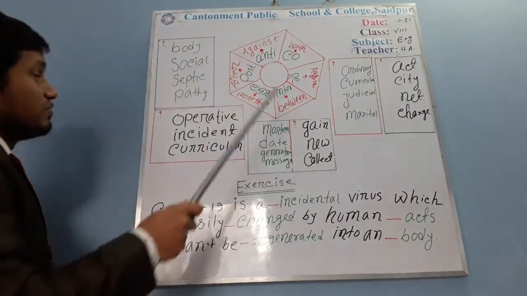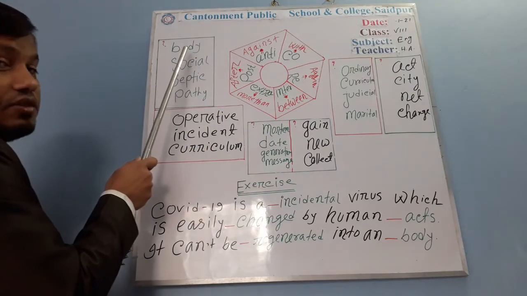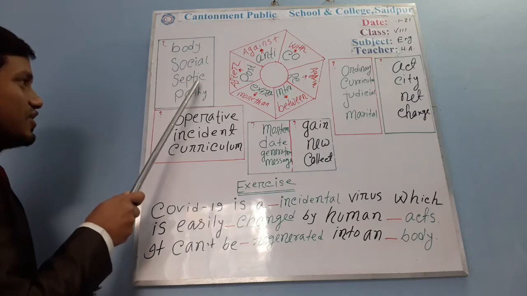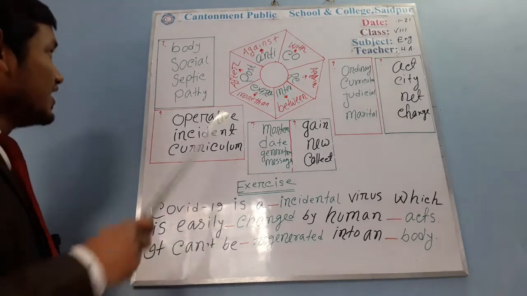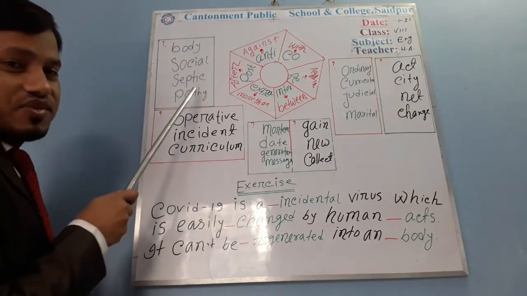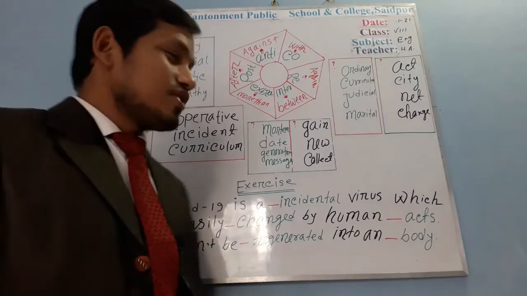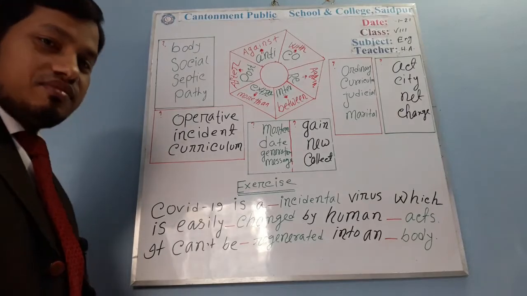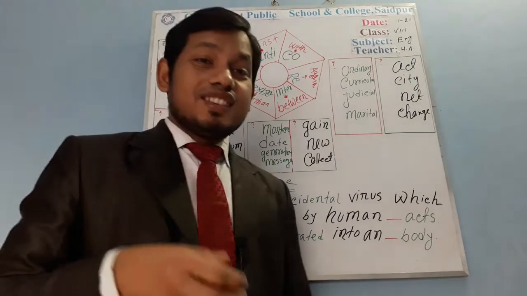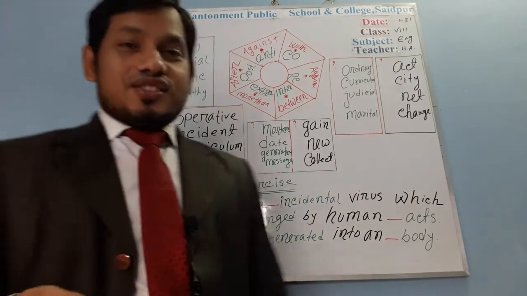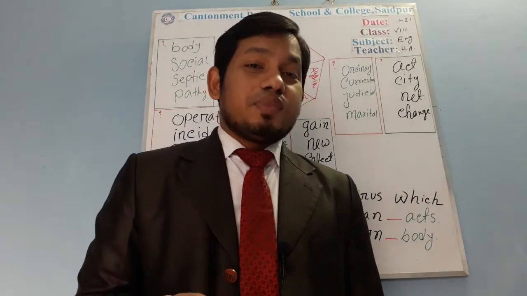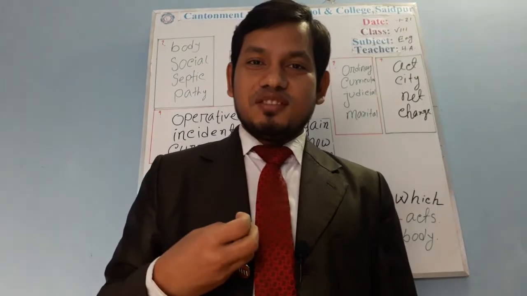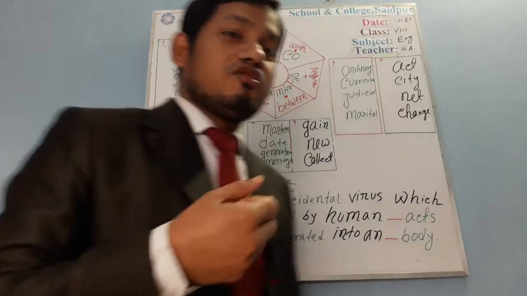Here, learners, if you have a look at the box, you can see body, social, septic, pathy, right? Here, all these words are in different parts of speech. Okay, body is a noun. This is the root word here. I've told you before that the purpose of suffixes and prefixes is to change the meaning into different parts of speech when we need in our speaking or writing English.